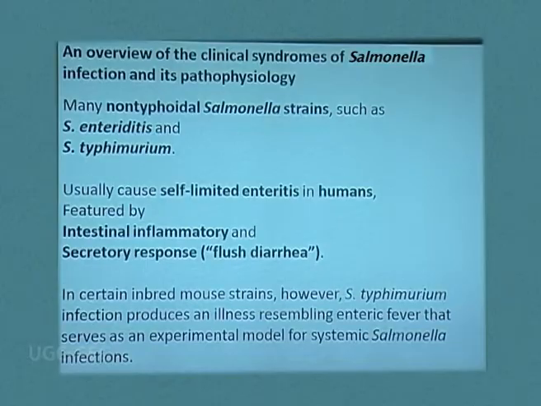Now, most of the Salmonella strains are non-typhoidal. The most well studied are Salmonella enteritidis and Salmonella typhimurium. They usually cause self-limited enteritis in humans, which is featured by an intestinal inflammatory response as well as a rapid secretory response, which is called flush diarrhea.